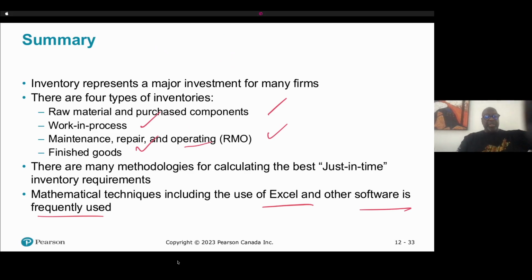So that will bring us to the end of this video, and then we will go to part 2, where we understand a bit more of some of the other inventory management models.